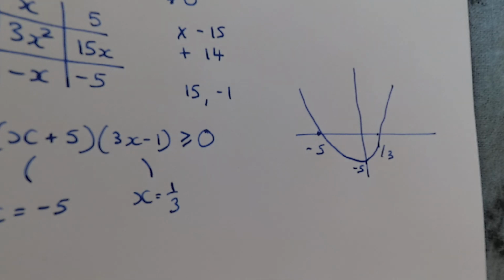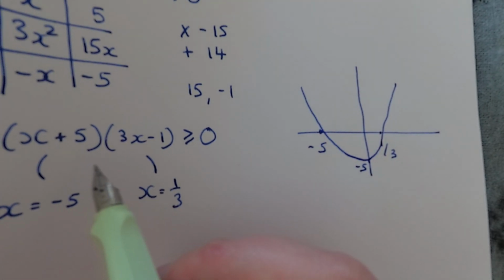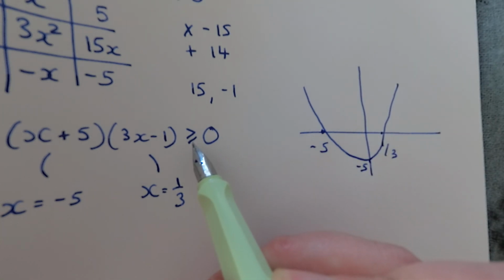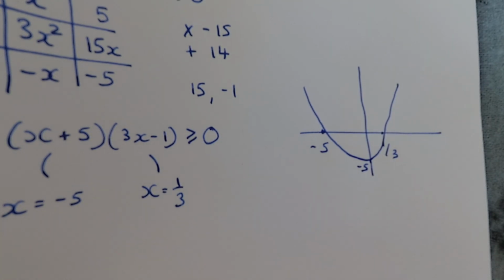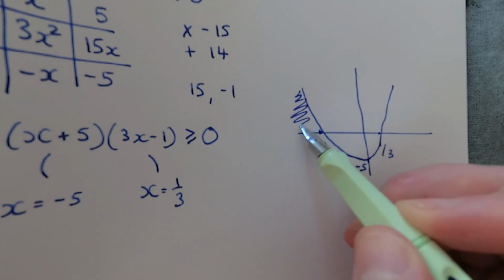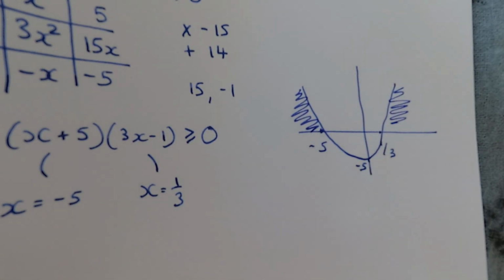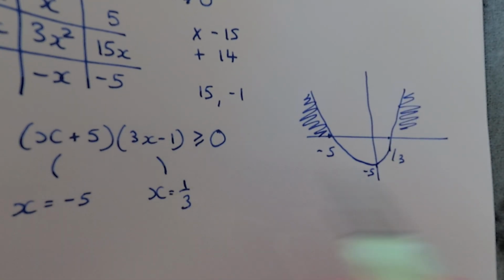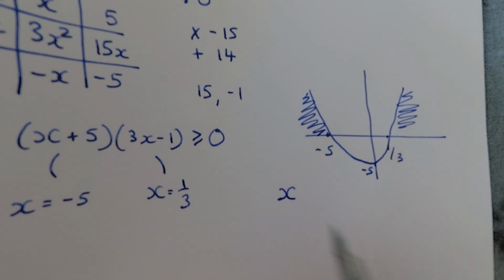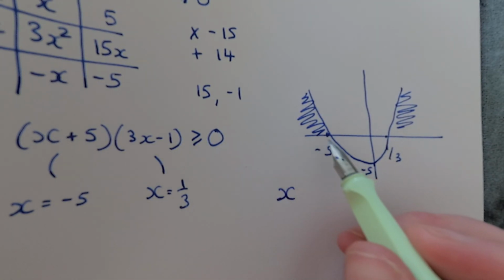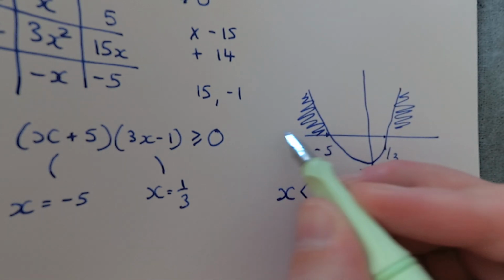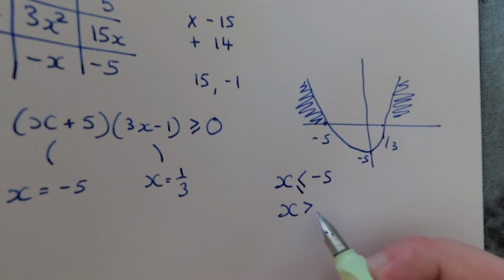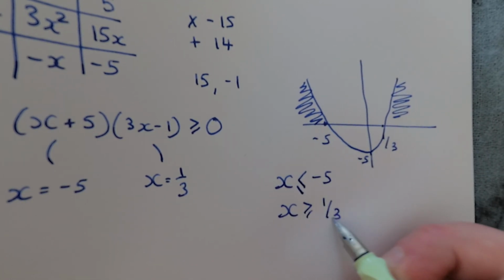Again, absolutely useless sketch. We want to know where this curve lies above the x-axis this time, because we want it to be bigger than or equal to 0. So that's going to occur on these tail sections, there and there. So our solution for x for this equation is x is less than or equal to minus 5, or x is bigger than or equal to 1/3.